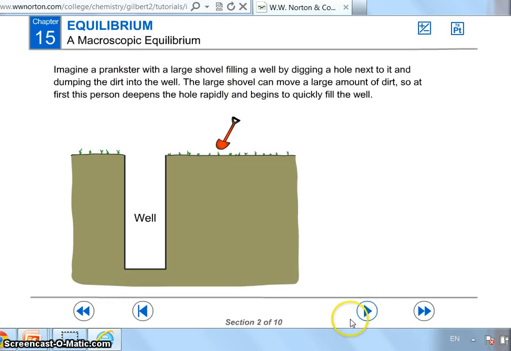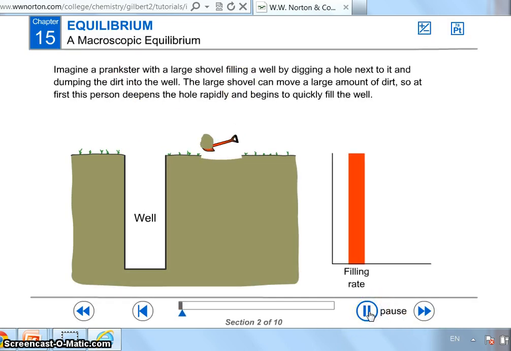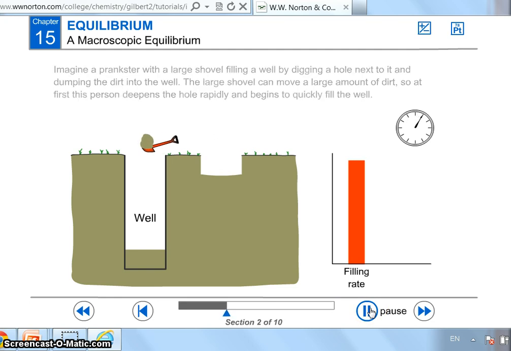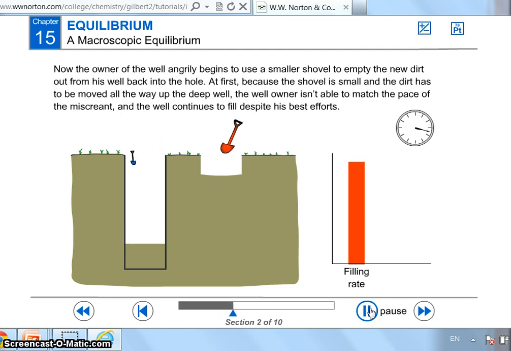Imagine a prankster with a large shovel filling a well by digging a hole next to it and dumping the dirt into the well. The large shovel can move a large amount of dirt, so at first this person deepens the hole rapidly and begins to quickly fill the well. Now, the owner of the well angrily begins to use a smaller shovel to empty the new dirt out from his well back into the hole.